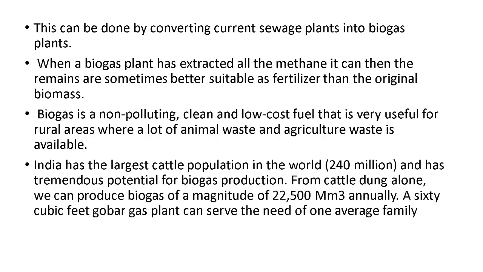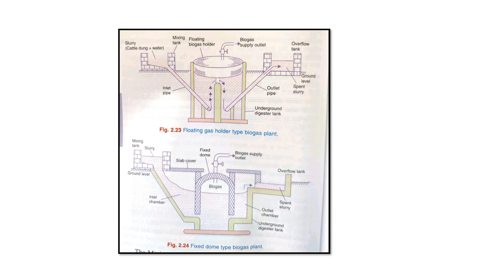The leftover product after gas production is rich in organic matter along with the bacteria, so it can be used in the farm as a fertilizer. Biogas is a non-polluting, clean, low cost fuel that is very useful for rural areas where a lot of animal waste and agricultural waste is available. India has the largest cattle population in the world, so we can rely on biogas production. That is a gobar gas plant.